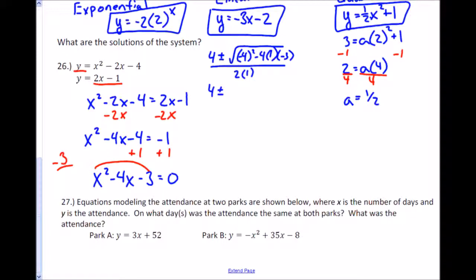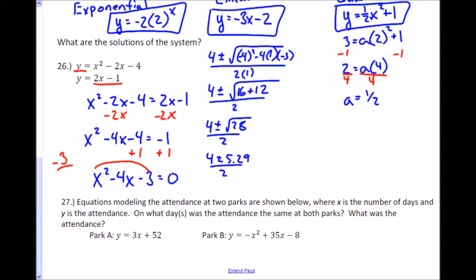That's 4 plus or minus the square root of 16 plus 12, all over 2. So that's 4 plus or minus the square root of 28 over 2. Again, the square root of 28, I'm going to round this to 2 decimal places. Just plug it into my calculator. I end up with a 5.29. So I have 4 plus or minus the 5.29 all over 2.